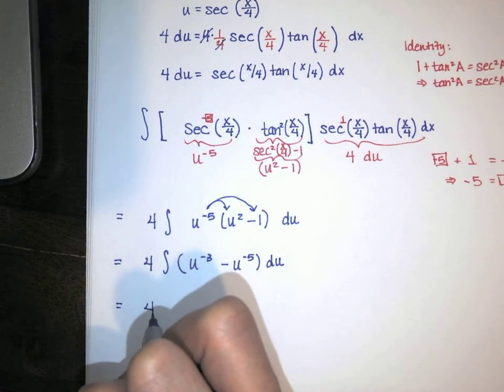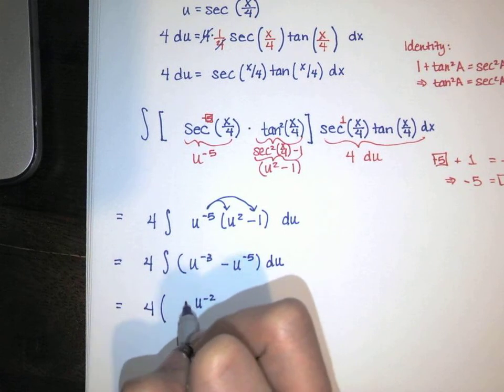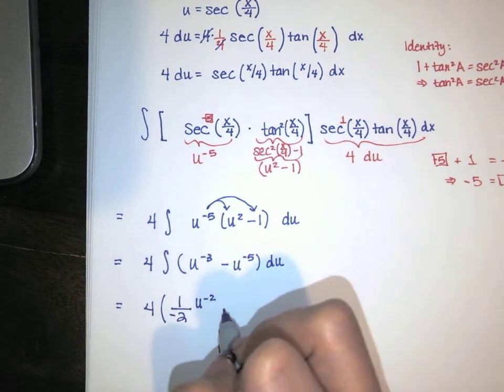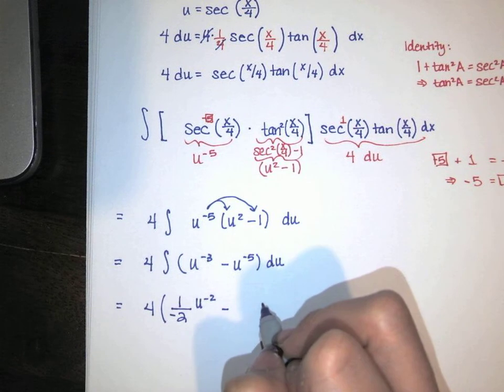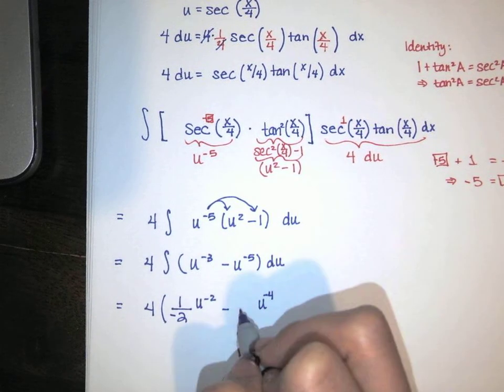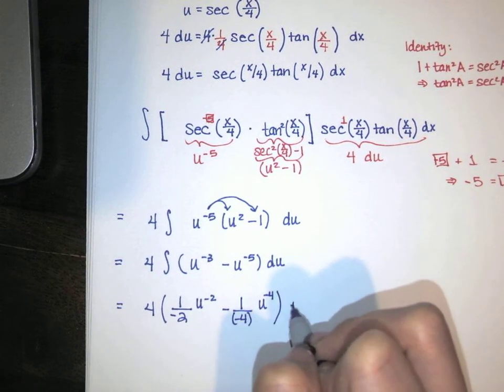Okay, so bring the 4 down, then we add 1 to the exponent and divide by the new exponent. Dividing by negative 2 is multiplying by negative 1/2. Then the negative comes over here. You just bring that down. Add 1 to the exponent and then divide by the new exponent. Don't forget your plus c.